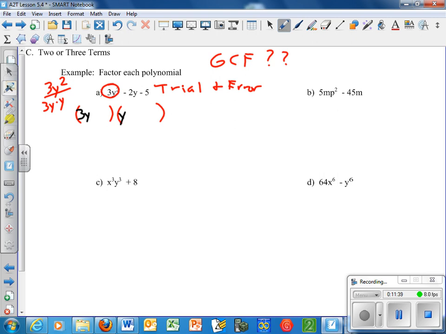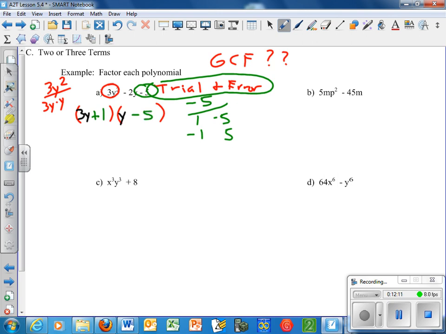Then I go to what we call the c value, which is negative 5. And I list pairs of factors of negative 5. Well, I have 1 and negative 5, pairs of factors meaning the product to get a negative. Or I have negative 1 and positive 5. And all you need to do, this is why I call it trial and error, is try them. So we're going to try plus 1, minus 5.